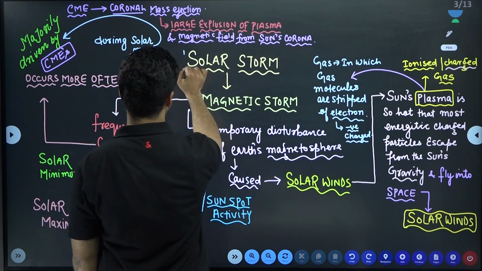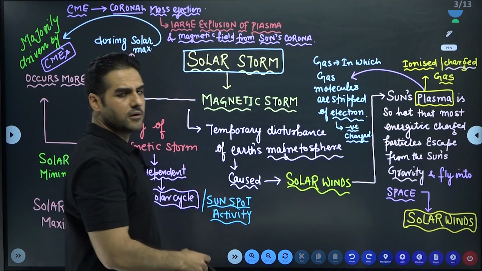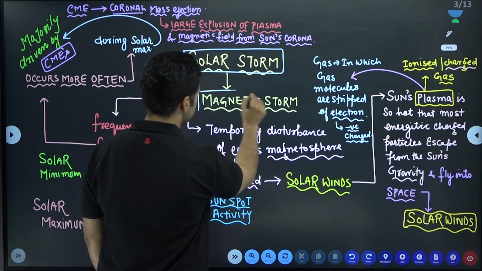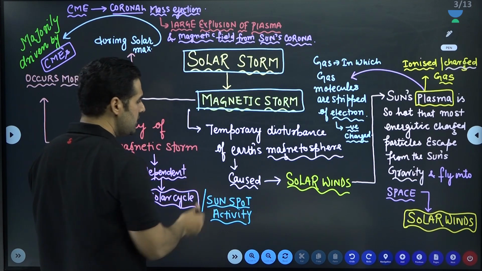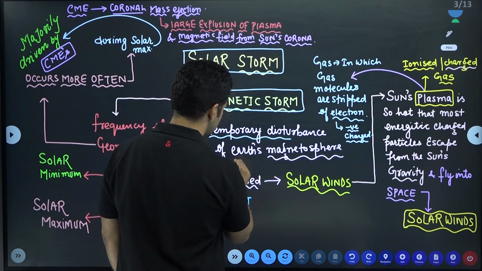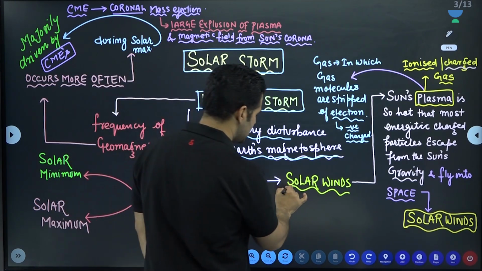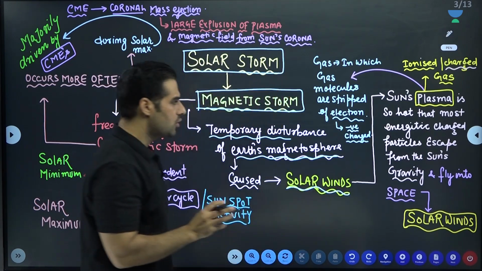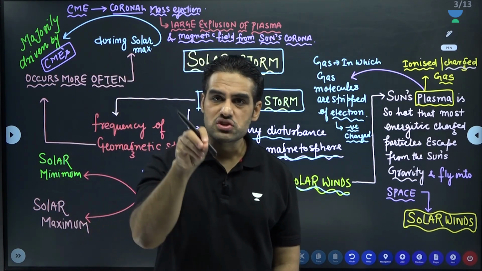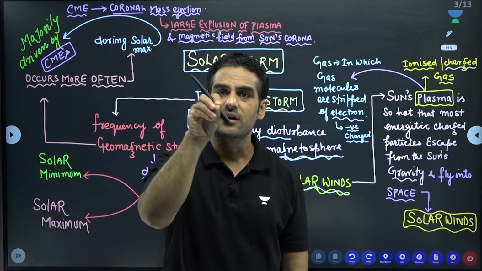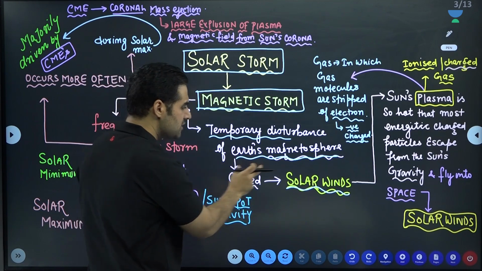Let's first understand what is solar storm. Solar storm is also called a magnetic storm. What does it mean? It is a temporary disturbance of Earth's magnetosphere, which is caused by the solar winds. How is it happening? Because of solar winds.